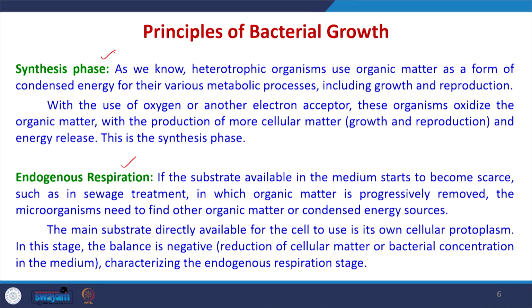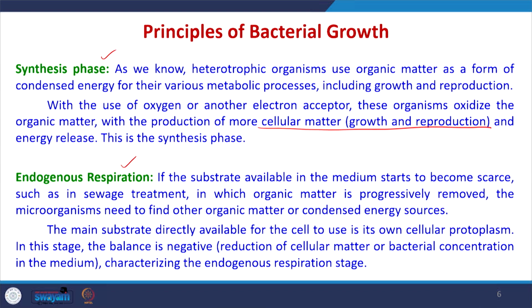The heterotrophic microorganisms use organic matter as a form of condensed energy for their various metabolic processes including growth and reproduction. So, with the use of oxygen and or any other electron acceptor, these organisms oxidize the organic matter with the production of more cellular matter. So, that means we have growth and reproduction of the microorganism and energy release. This is the synthesis phase we have already studied.